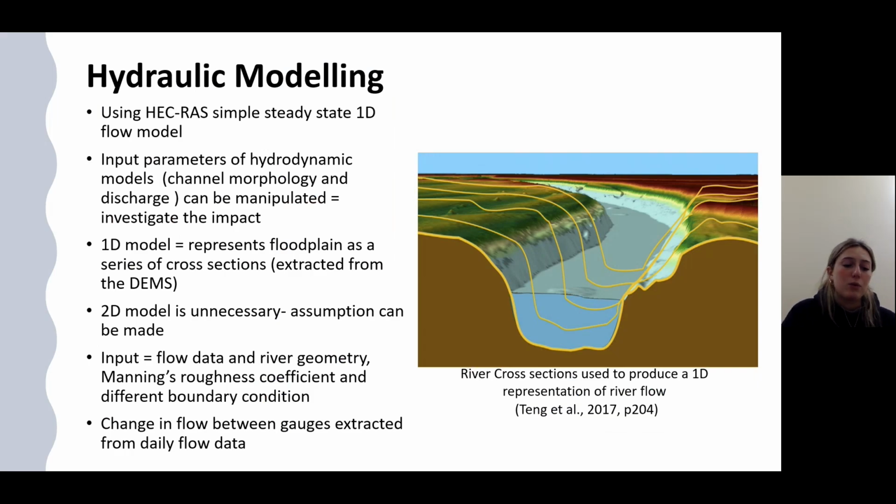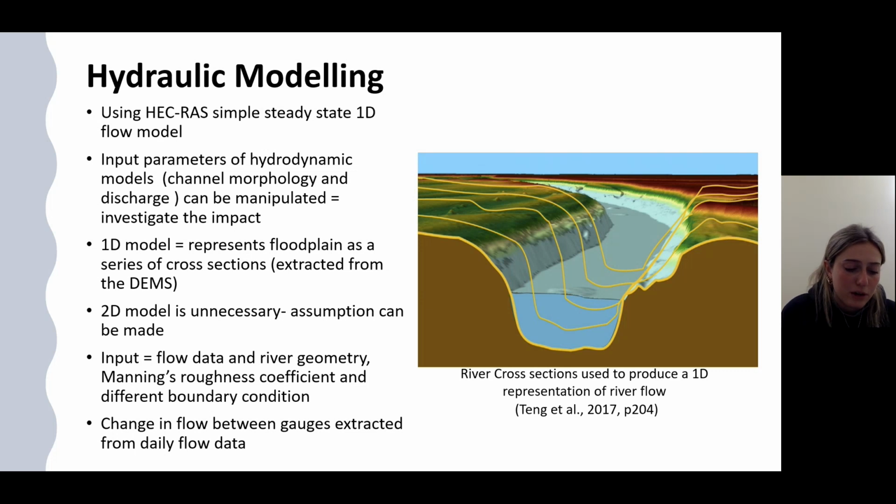So the next stage moving forward with the project will be to build hydraulic models using HEC-RAS, which is a simple steady state 1D flow model. This was chosen as the method because hydrodynamic models are particularly useful because they can be manipulated and the input can be changed to investigate the impact. So this 1D model was chosen because a 2D model has been shown to be unnecessary and the simple 1D flow model can be assumed.